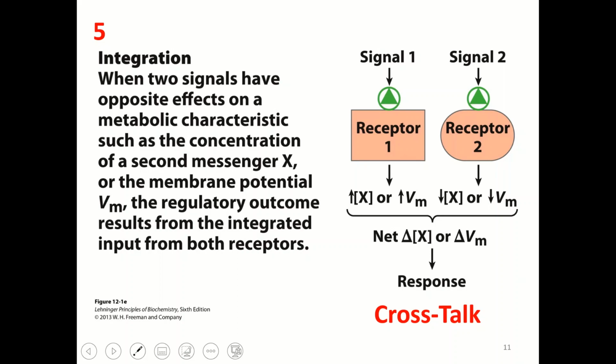If you have 2 different receptors and 2 different pathways that combine or converge on the same physiological response, maybe they have opposite effects, or they might even have a similar effect. The net response of that cell is going to be the sum from both of those receptors, or however many receptors are acting on whatever that physiological response is. And again, that is also referred to as crosstalk.